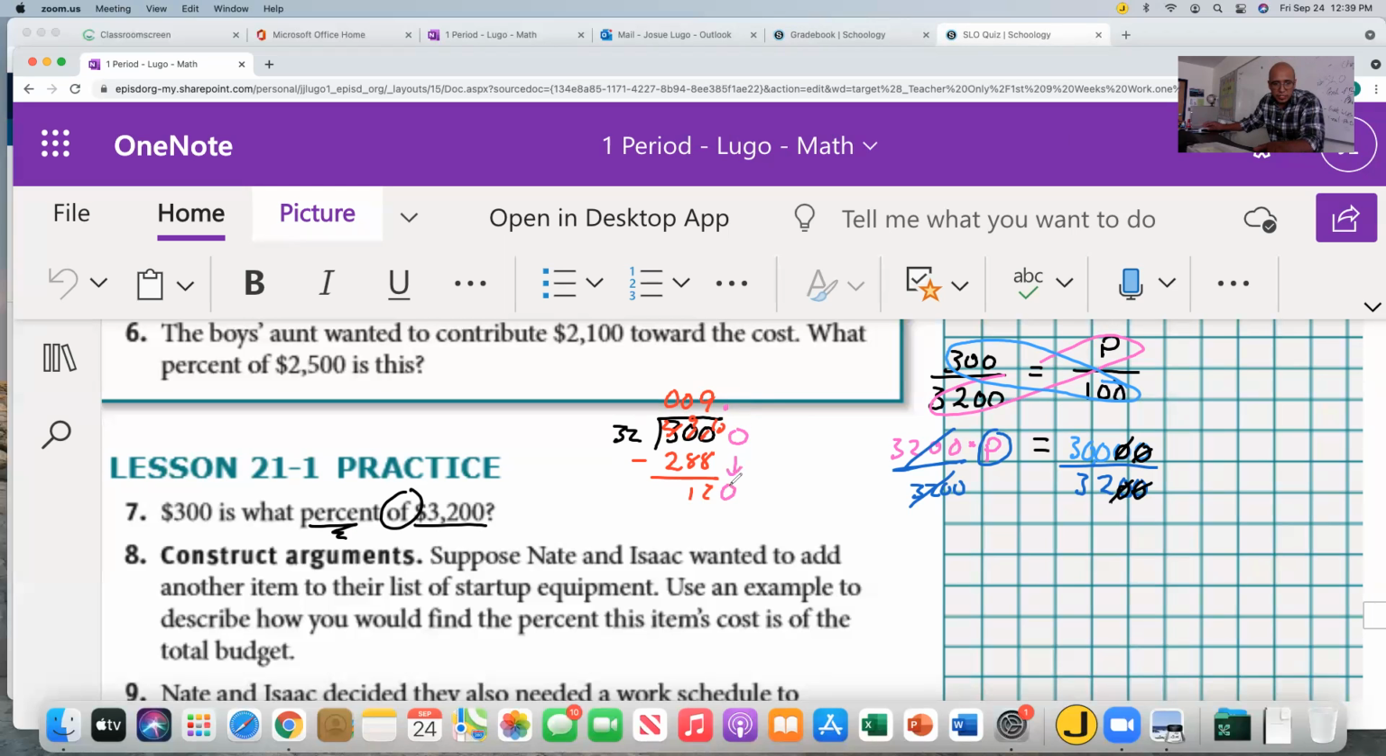120. 32 goes into 120. I believe it would be 3 times. 32 times 3 would be 96. 96. Let us subtract. That's going to be 1, 10, 4. We have 24. 24. I need to keep going, bring down a 0.